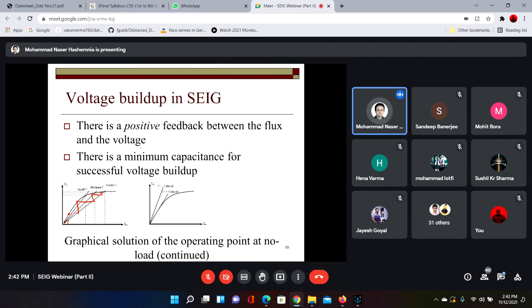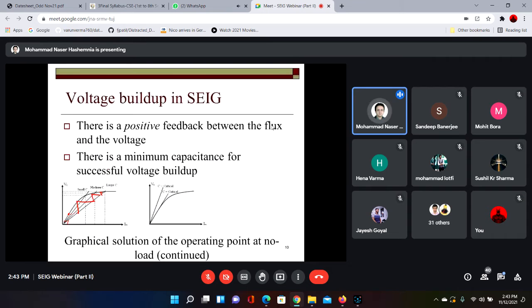If you have more flux, you will have more voltage. If you have more voltage, then this voltage is also across the capacitor, so the capacitor will have more current. If the capacitor has more current, then the reactive power generation of the capacitance will be higher. If the reactive power of the capacitance is higher, then you will have more flux.